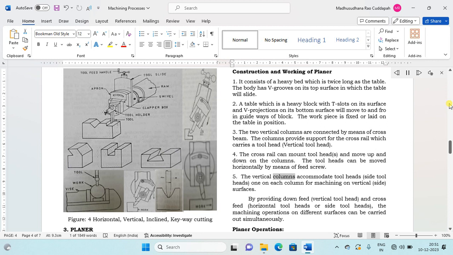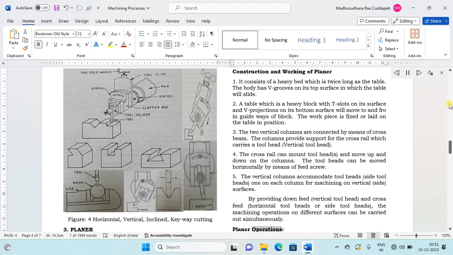5. The vertical columns accommodate tool heads, the side tool heads, one on each column, for machining vertical side surfaces. By providing down feed to the vertical tool head, and cross feed to the horizontal tool heads or side tool heads, the machining operations on different surfaces can be carried out simultaneously.